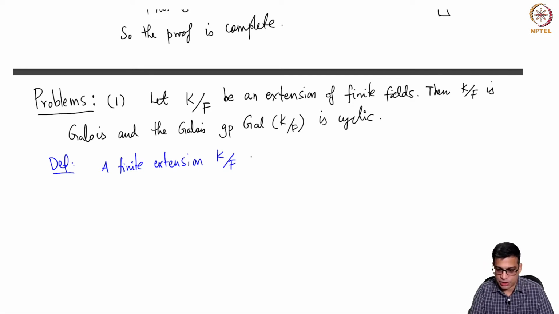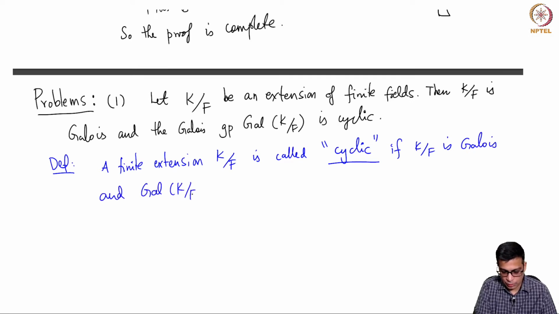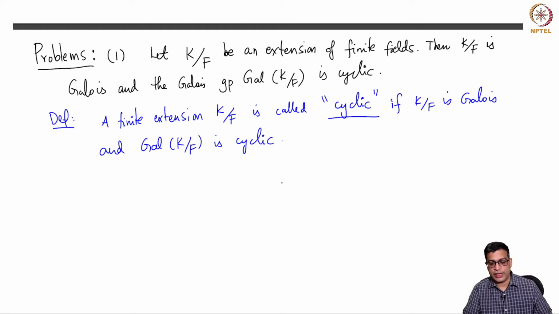A finite extension K over F is called cyclic if K over F is Galois, so it has to be Galois first, and the Galois group is cyclic. So a cyclic extension is a short form for a Galois extension whose Galois group is cyclic.